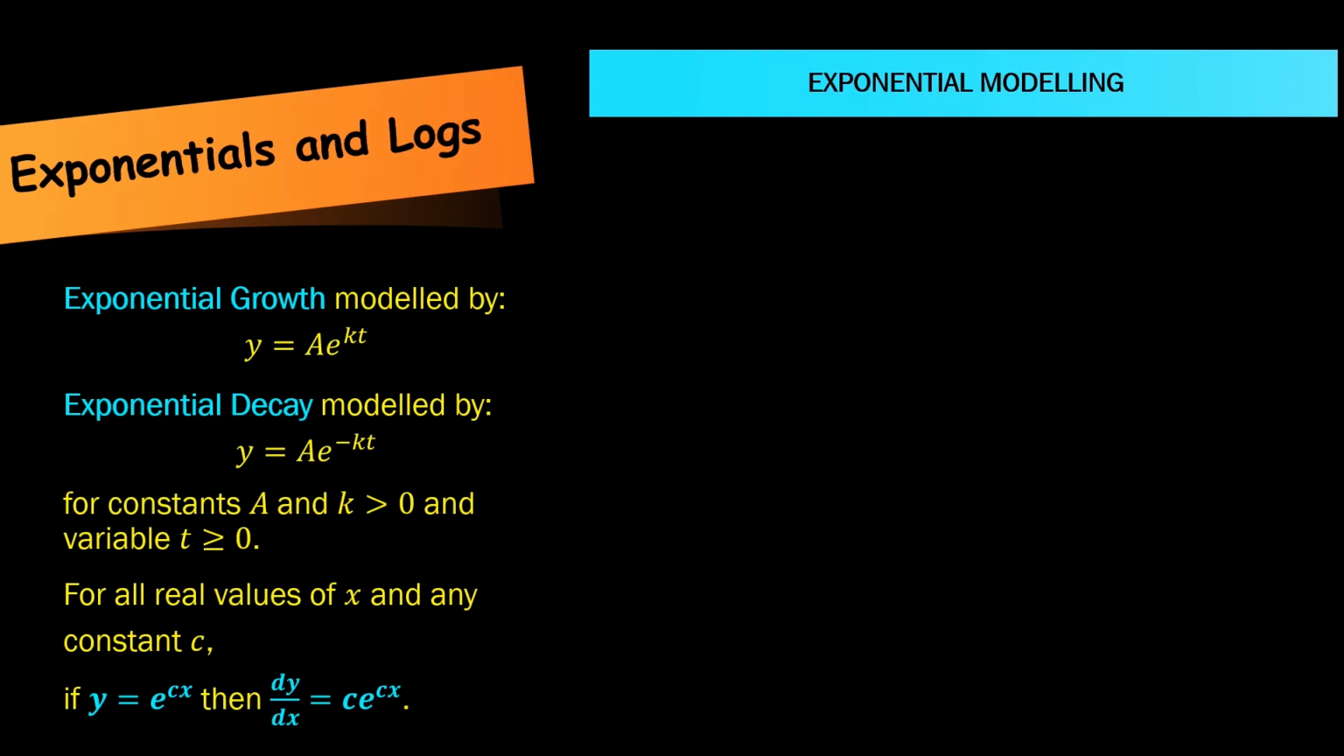So to summarize, exponential growth is modelled by y equals a times e to the power kt, and exponential decay is modelled by y equals a times e to the minus kt, for constants a and k, where k is greater than 0, and variable time t, which is greater than or equal to 0. For all real values of x and any constant c, remember that if y equals e to the power cx, then dy/dx equals c times e to the power cx.